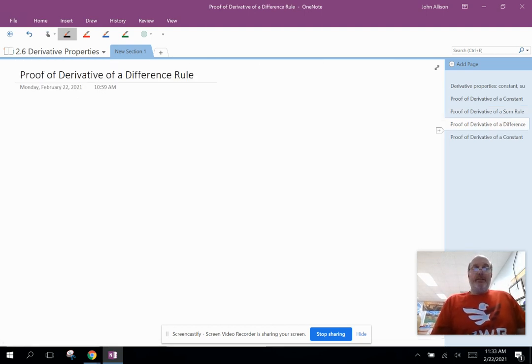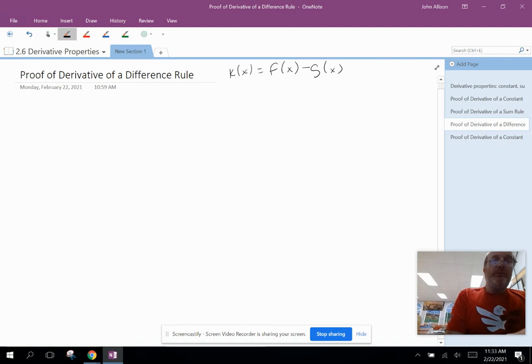The difference property is going to be the same way. If I let k of x equal f of x minus g of x, I'm not going to go quite into so many steps. I may skip a couple steps because this is very similar to the proof from before. Then k prime of x is equal to the limit as h goes to 0. It's very important you understand this limit definition of k of x plus h minus k of x all over h.